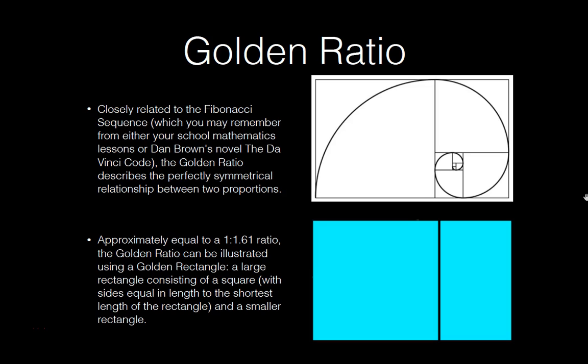So if you take anything in that top square, you can repeat the sequence indefinitely. This halves into this, halves into this, and you can just keep going and going, and it will always be this golden ratio. And if you take away the large square, it will still be a golden ratio.